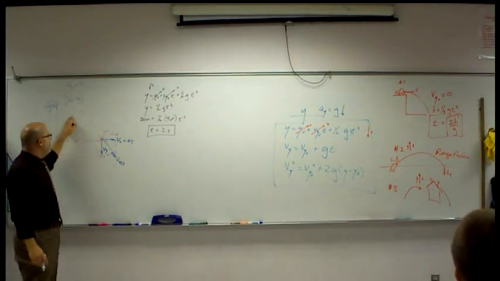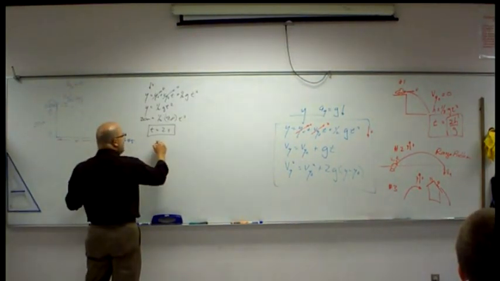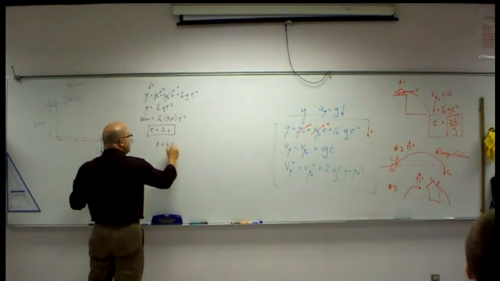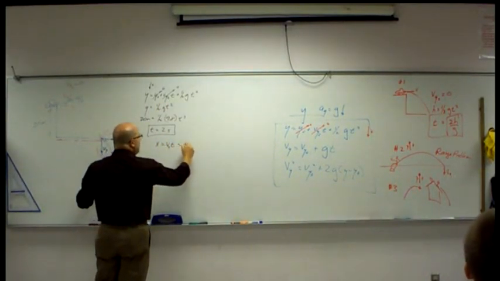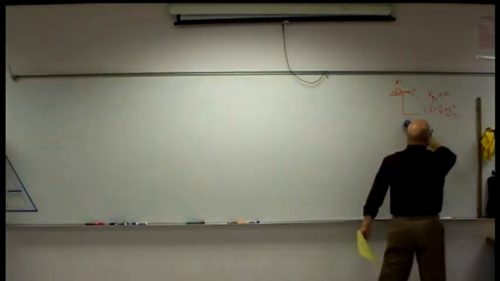All right, in 2 seconds, how far will you have gone? Okay, in 2 seconds, x equals v times t, and that's 45 times 2, so you'll go about 90 meters. Piece of cake.